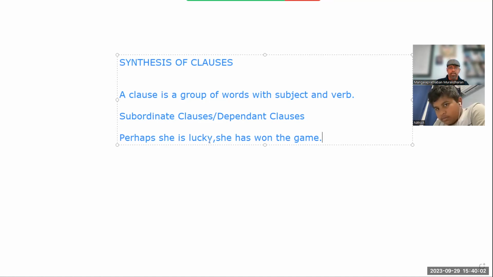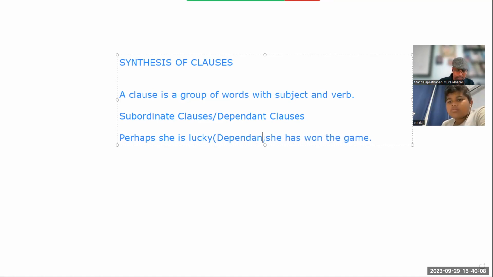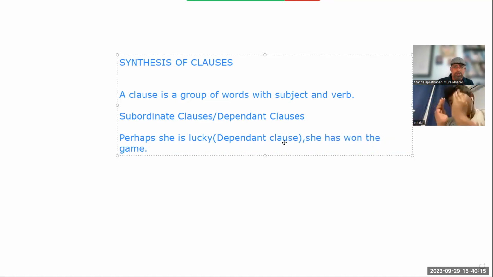So I'm going to type here before the comma. All right, here that's a dependent clause. She has won the game. This is an independent clause. All right, okay. Is that very easy to understand? Do you have any questions to ask?